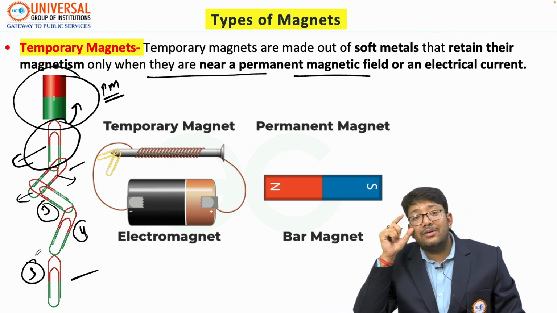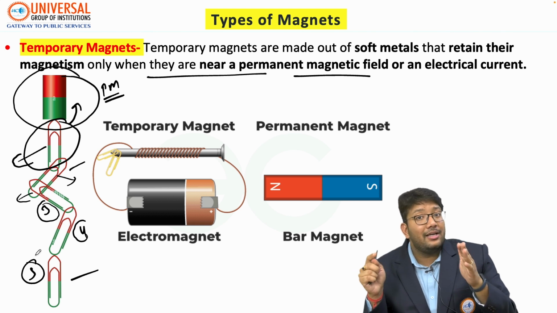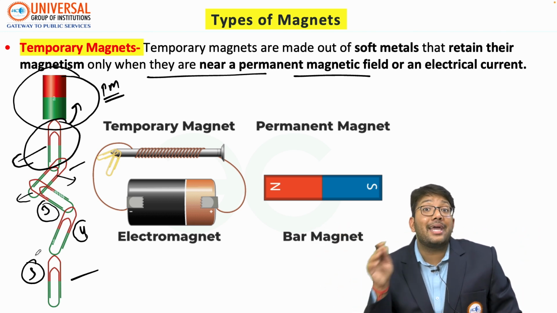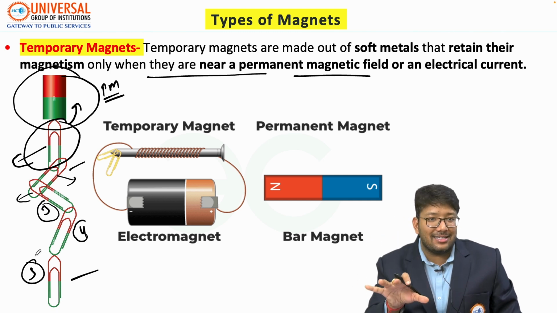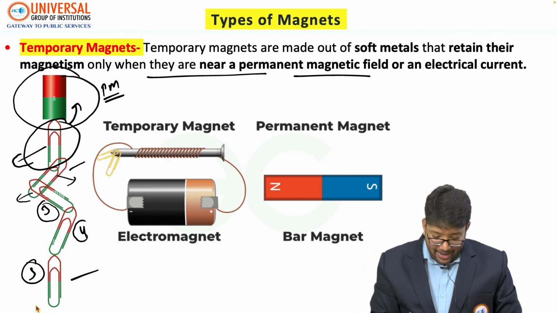Now after some time these clippings won't have as much magnetic power as the first one, because you know the rule that the more we move away from the magnet, the magnetic field decreases. Okay, fine. So this is the temporary magnet.